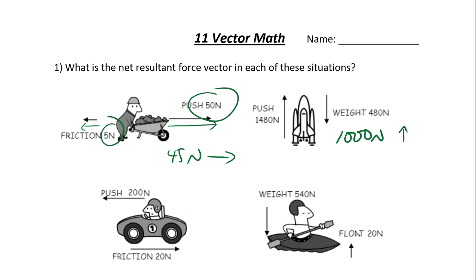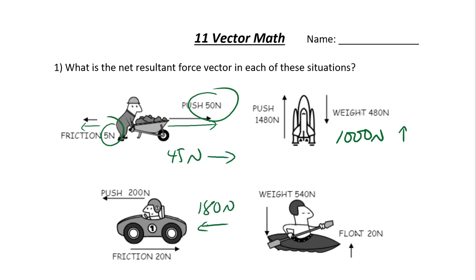Here we've got a car, 200 pushing it to the left. Friction is 20 going to the right. So we put the 2 together and we'd end up with 180 newtons to the left. You could also put it as negative 180. I like to use arrows when I can. I just find it a lot easier.